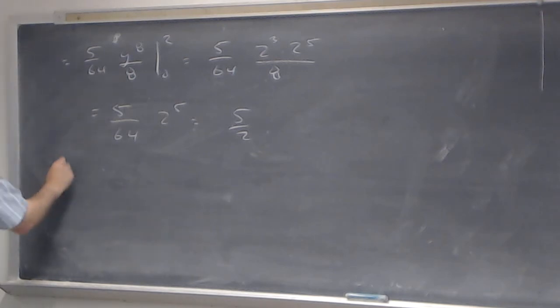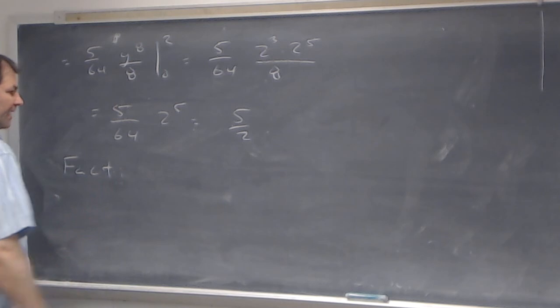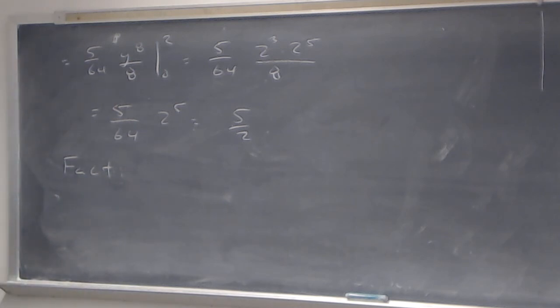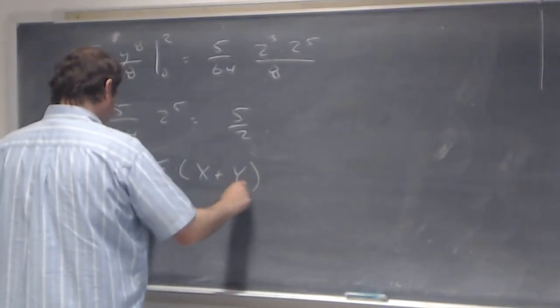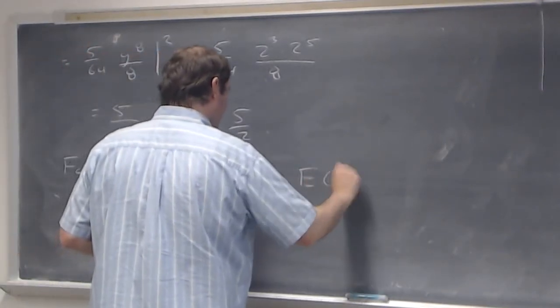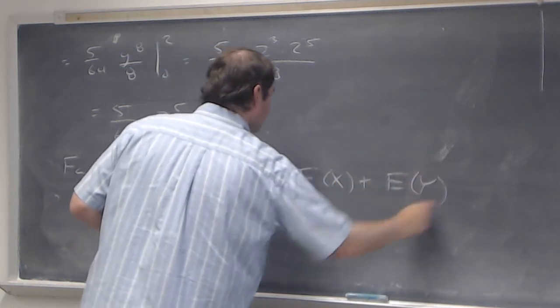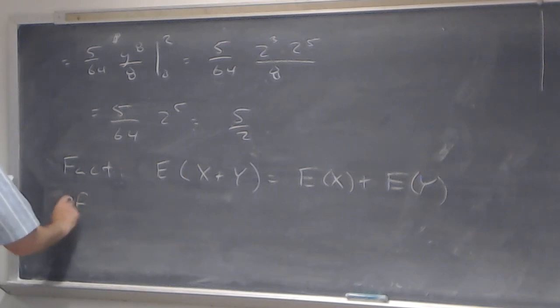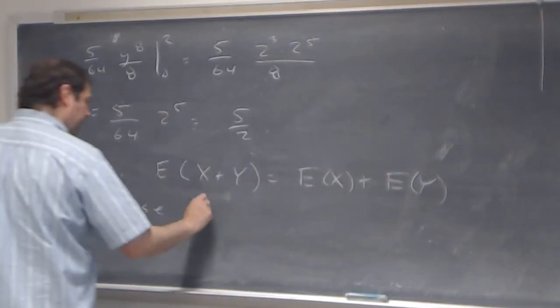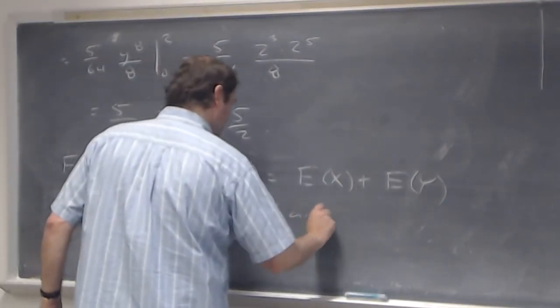Now, as a fact, because of this definition of how we take the expected value of a function of x and y, what we have as a fact is that the expected value of the quantity x plus y is equal to the expected value of x plus the expected value of y. Now, I'm going to do this a little bit different than the way that's presented in our text. So here, I'm going to have case 1, x and y are discrete.